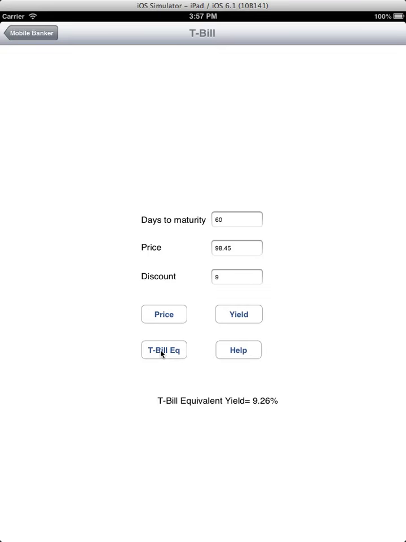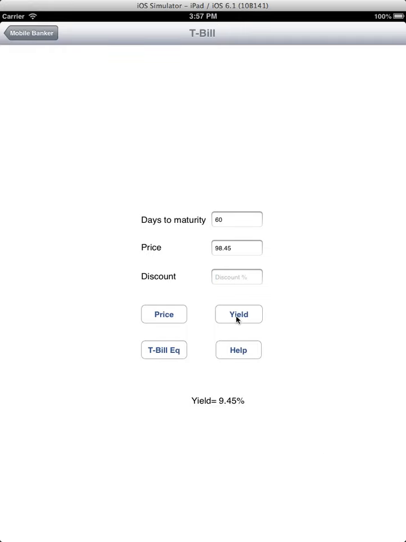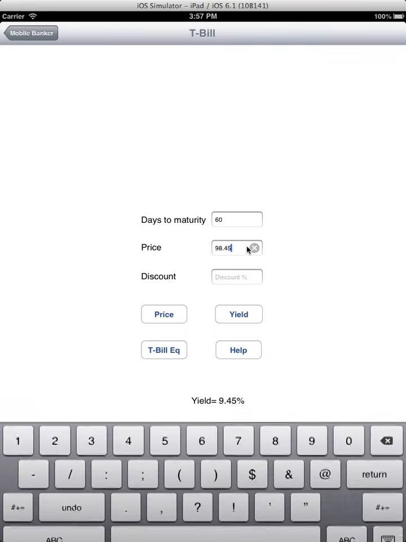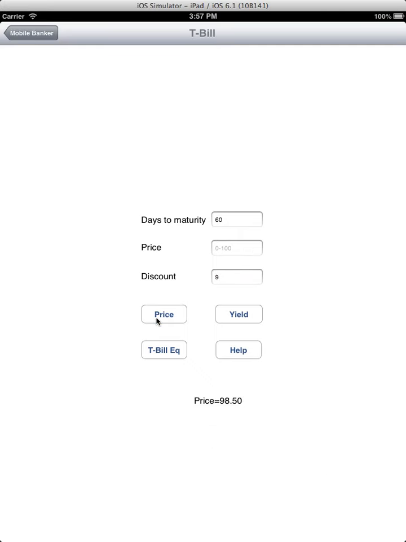Now let us say the days to maturity and all that is the same. We would like to find out the yield. So in that case, here is the yield. And the next, let us say we would like to calculate the price 60 days out and say the discount rate is 9, and what we receive is the price, so this is 98.50.